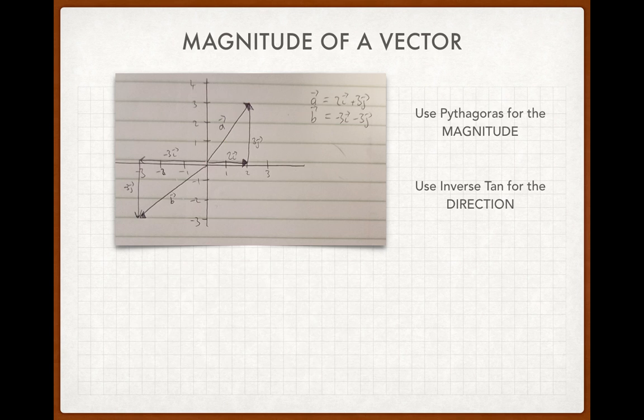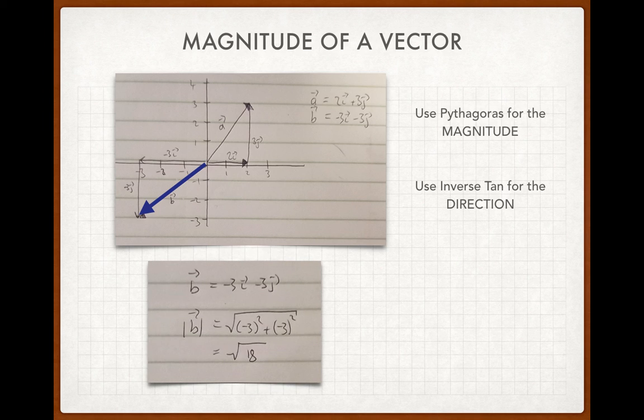Let's have a look at that for B. So B forms a triangle as well between the vector B, the i component, and the j component. The i component is minus 3, the j component is minus 3. So to get the magnitude of B, we will use Pythagoras, which is the square root of minus 3 squared plus minus 3 squared, which is root 18. Okay, that's the magnitude done.